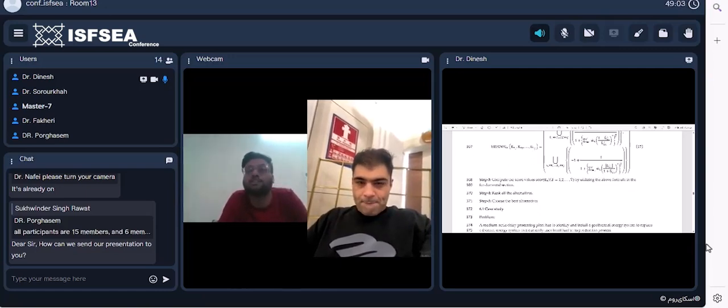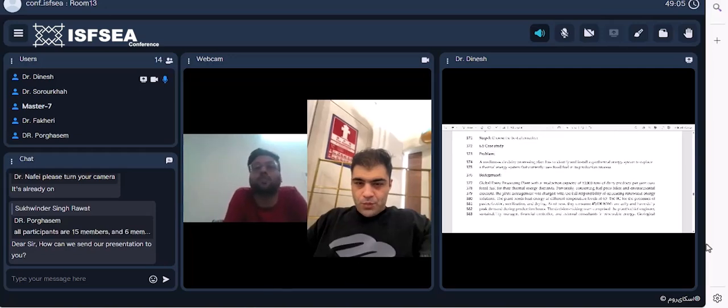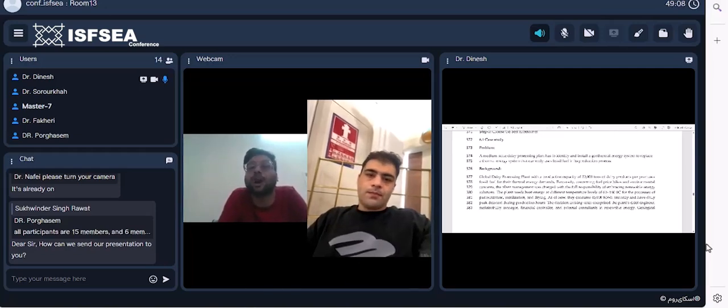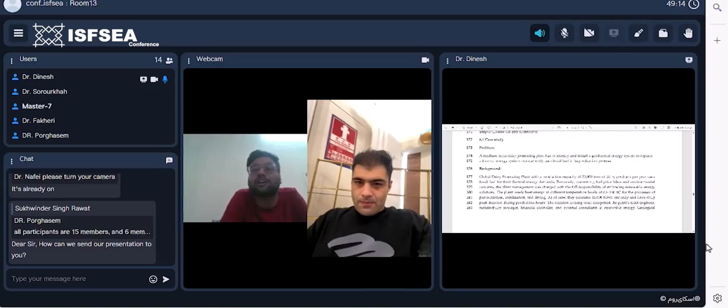Here we use a case study. The case study is based on a medium-scale dairy processing plant that had to identify and install a geothermal energy system to replace a thermal energy system that currently uses fossil fuel in the production process. So it currently uses fossil fuels, but we have to install geothermal energy which replaces this.